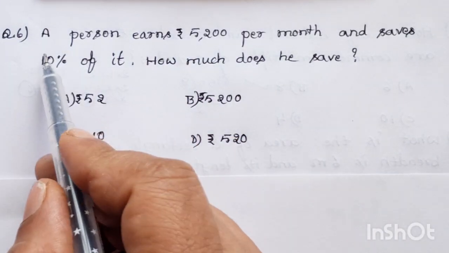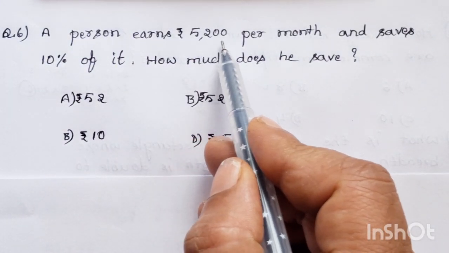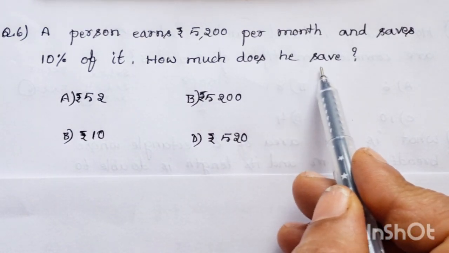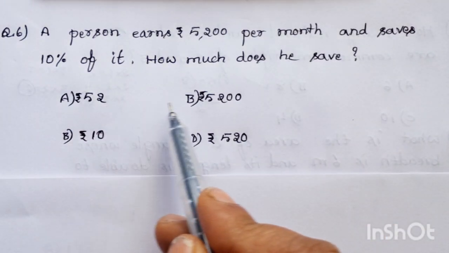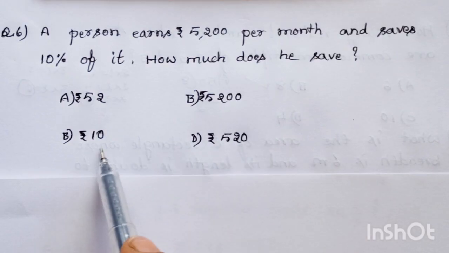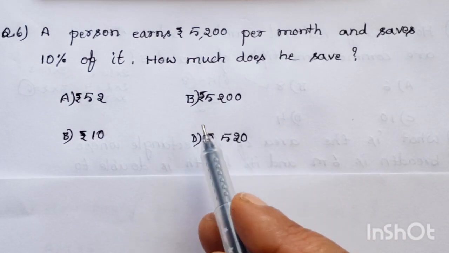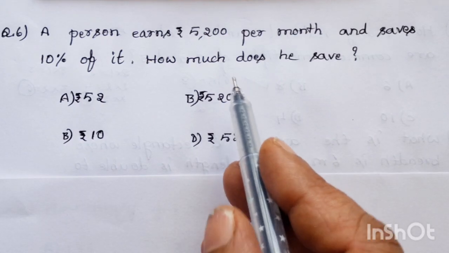Question number 6. A person earns rupees 5,200 per month and saves 10% of it. How much does he save? Options rupees 52, rupees 5,200, rupees 10 and rupees 520.